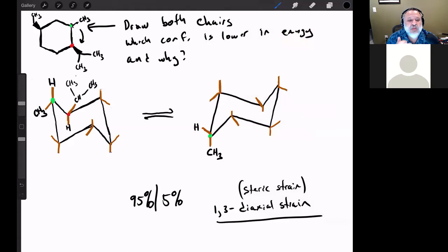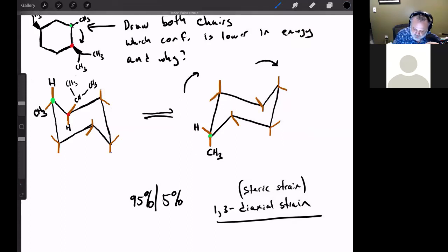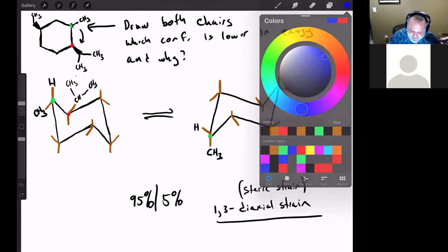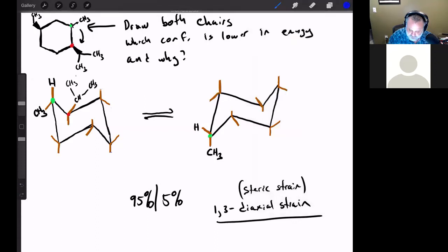Now I want to do the same thing on the other structure. Remember, I'm being consistent. I want to go clockwise around the structure, starting from the atom that has the CH3 group. So clockwise around the structure, starting with the atom that has the CH3 group, means that the red atom is here.